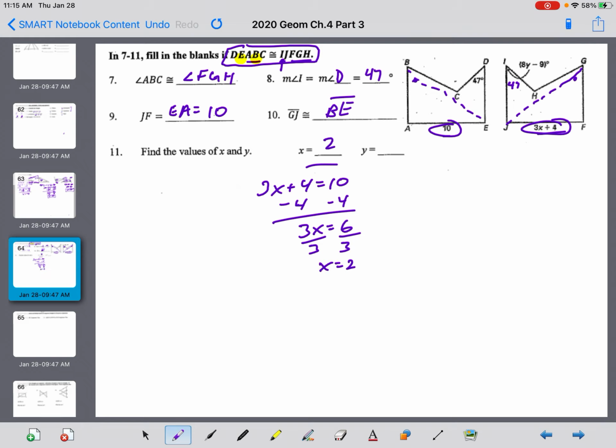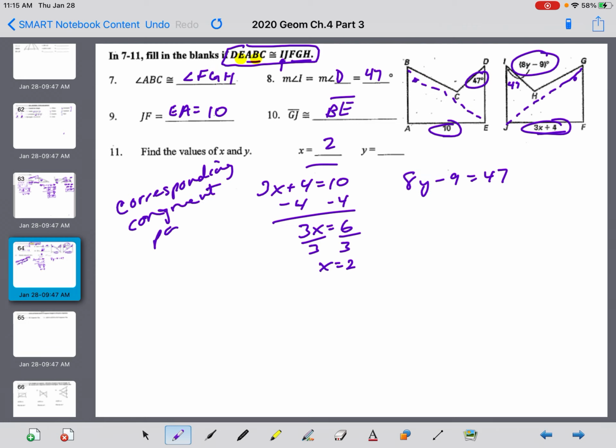And then the y is located in angle I, but that's the same as angle D. So this y part is going to match up with the 47. 8y minus 9 equals 47. So it's all about matching up your corresponding congruent parts. And this order is important.